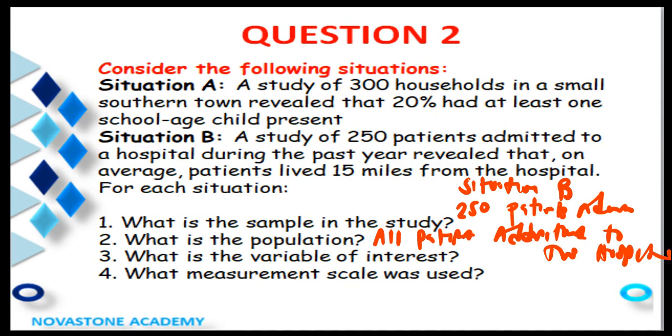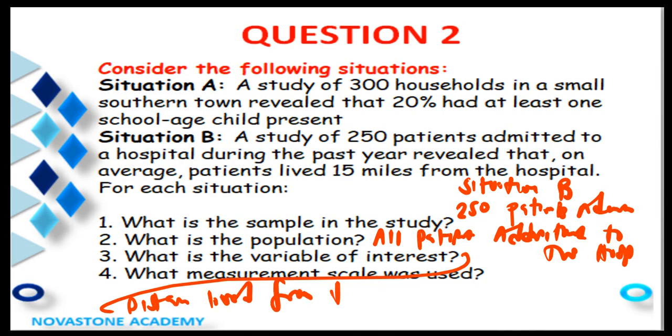Then what is the variable of interest? What do you want to find out here? They are saying patients lived 15 miles from the hospital. So what are you trying to find as the variable? You are trying to find the distance lived from the hospital.